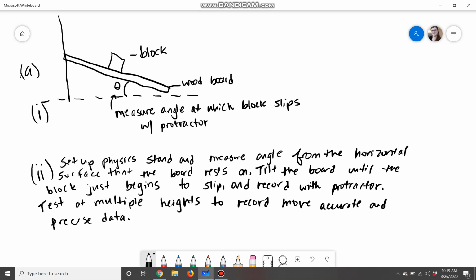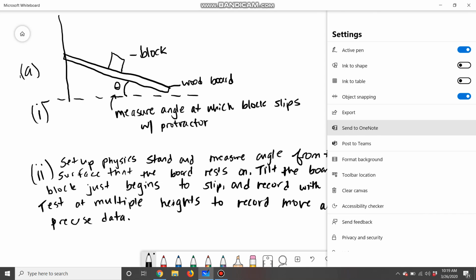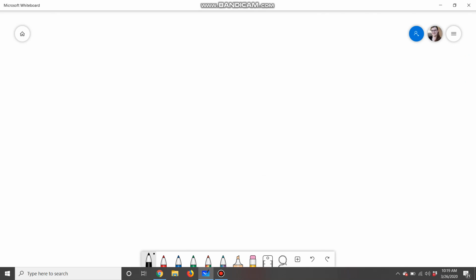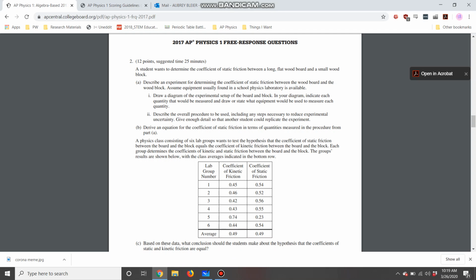You always want to do multiple trials anytime that you're doing an experiment like this, and you want to make sure that you're testing at multiple heights also, to make sure that the height from which you slide that block isn't affecting the coefficient of static friction. Pause the video if you need to get anything down from here, because I'm going to clear the board and move on to the other parts of the problem.